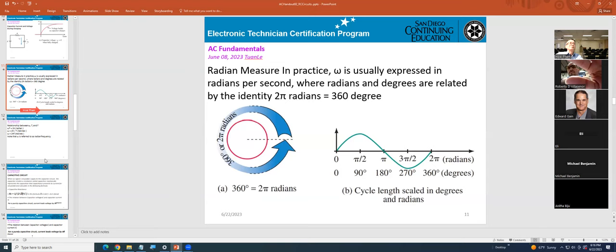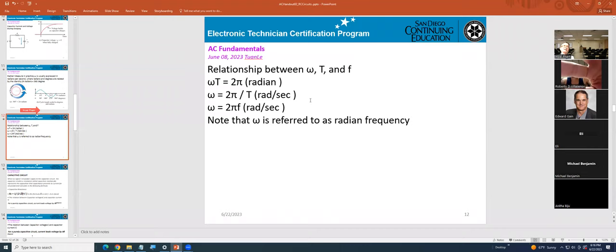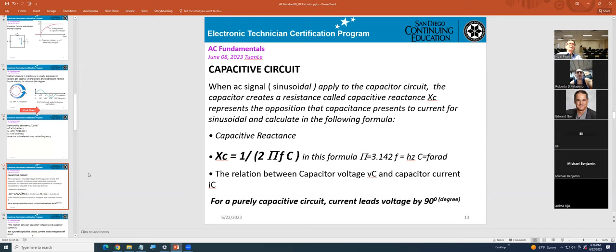Relationship between omega, T and f: omega T equals 2 pi radian, so omega equals 2 pi divided by T, or omega equals 2 pi f. Note that omega is referred to as the radian frequency of f, okay. We really don't need that. Next thing, capacitor circuit.